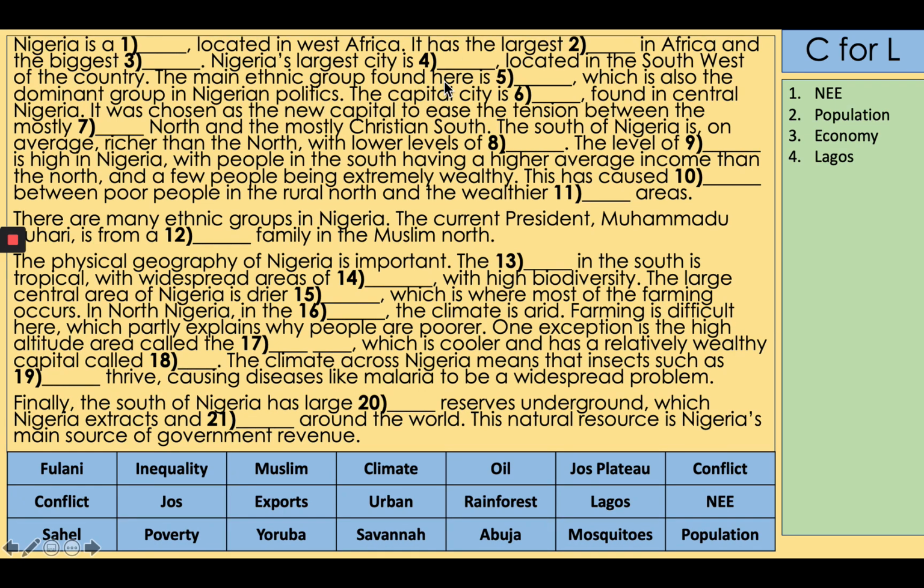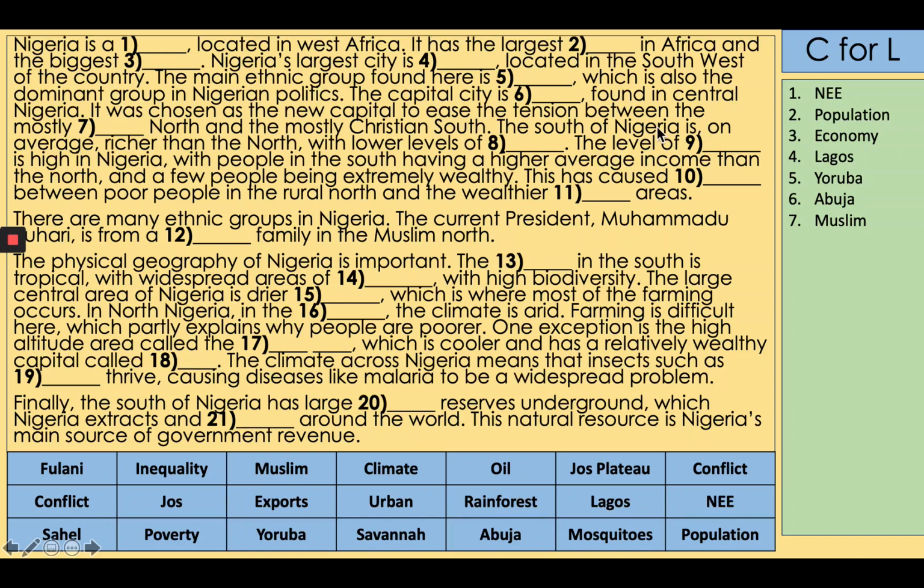The main ethnic group found here is Yoruba, which is also the dominant group in Nigerian politics. The capital city is Abuja, found in central Nigeria. It was chosen as the new capital to ease the tension between the mostly Muslim north and mostly Christian south.